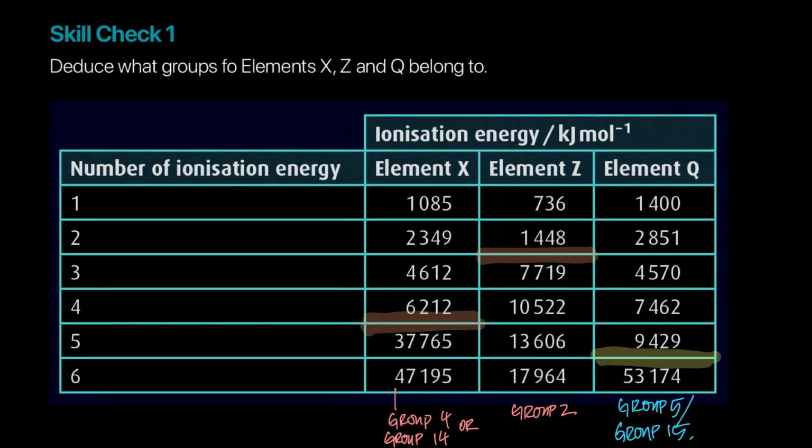So X is group 14, Z is group 2, and Q is group 15. That's 4, 2, and 5 outermost electrons. Alright, let's take a look at the next skill check.